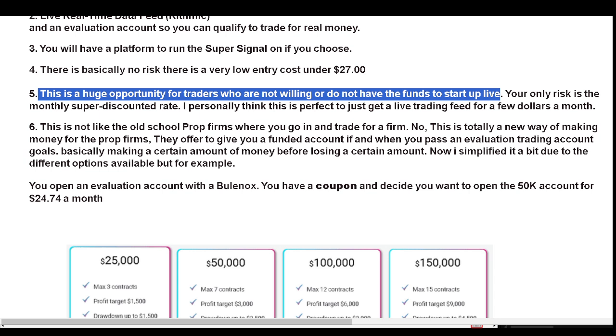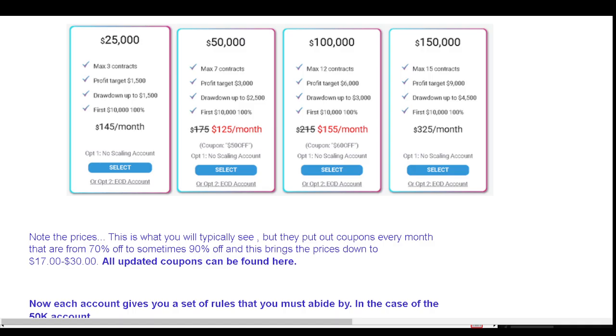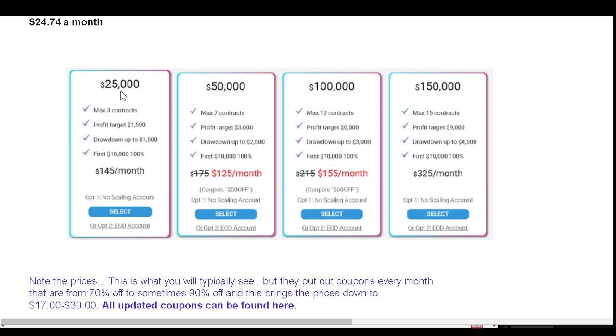Talk about a side hustle. It's like starting with a very minimum amount of money, under $30 a month. They're going to give you an account, and you have to actually qualify with the account. And then if you qualify with the account, what I mean by that is we go down here, and for argument's sake, you get the $25,000 account. Right now, the $25,000 account with an 83% coupon is like $24 a month.